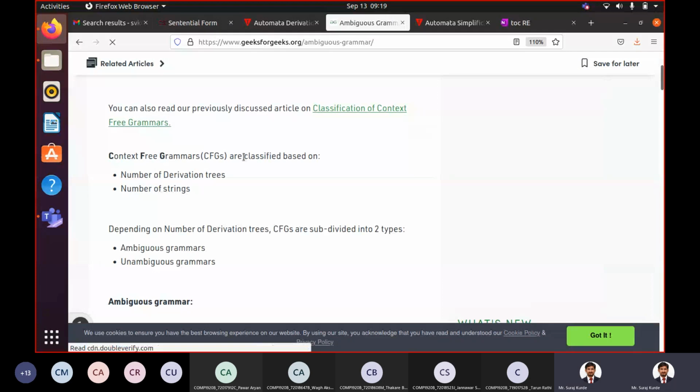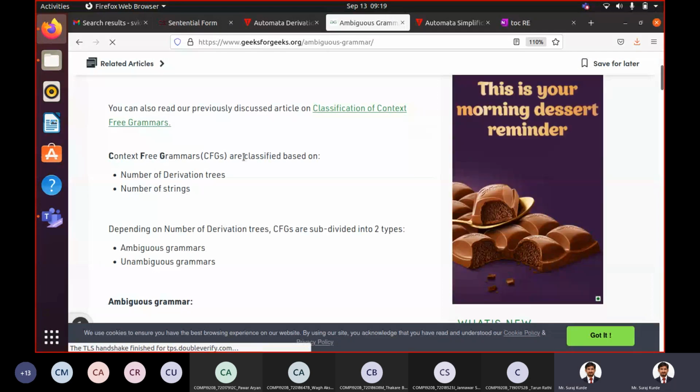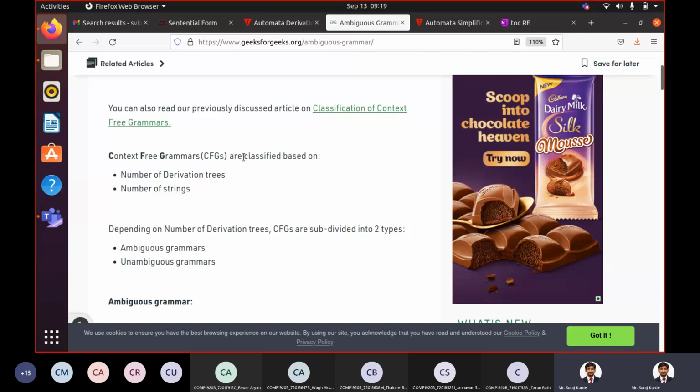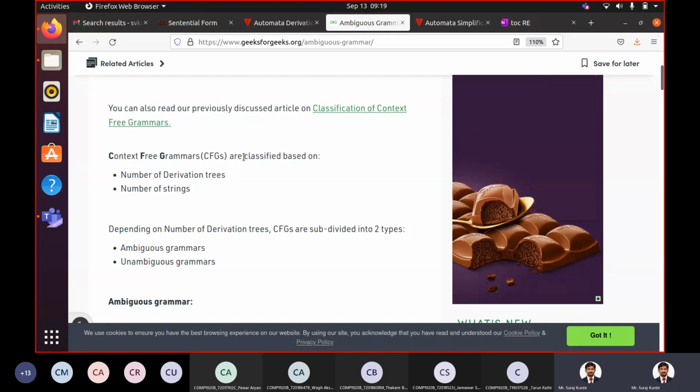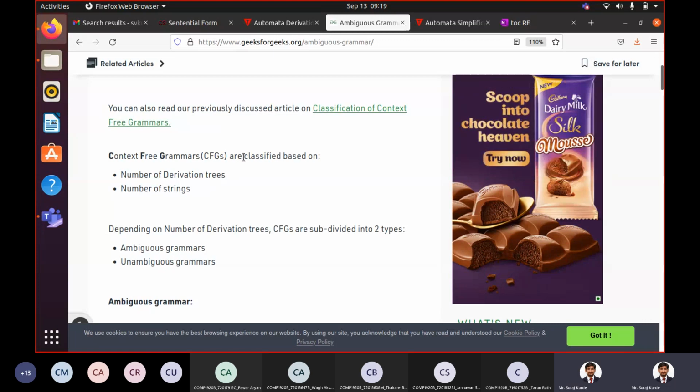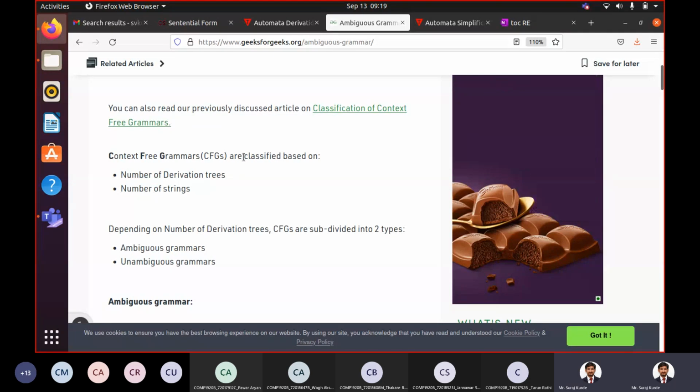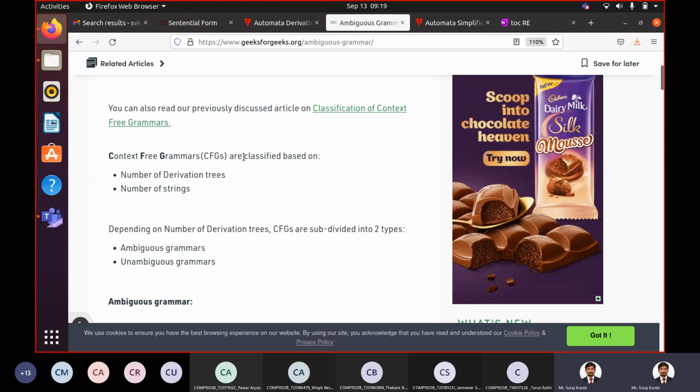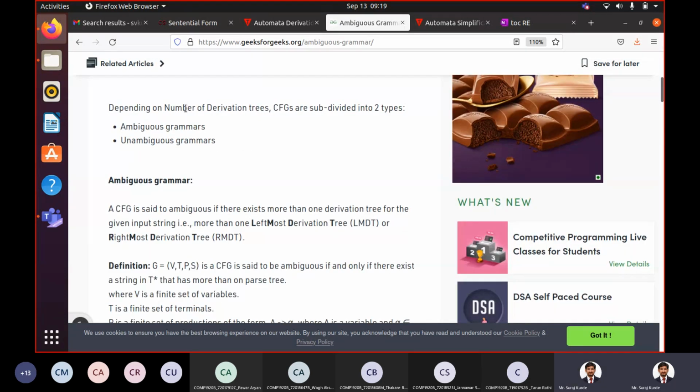The context-free grammar is classified based on the number of derivation trees and number of strings. So how many strings it can generate, and whether we can have more than one derivation tree for a single string, or we will have a unique derivation tree for each string which is generated from the grammar. So depending on the number of derivation trees, it is subdivided into two types. One is ambiguous, another is unambiguous.